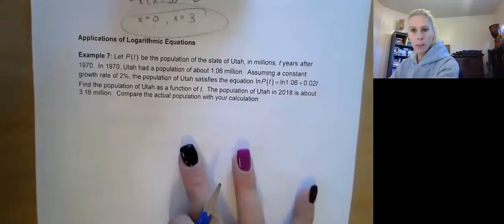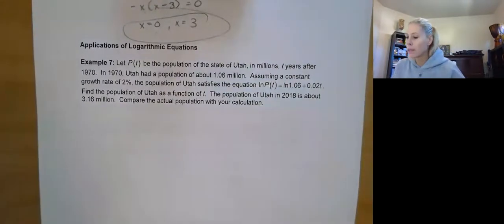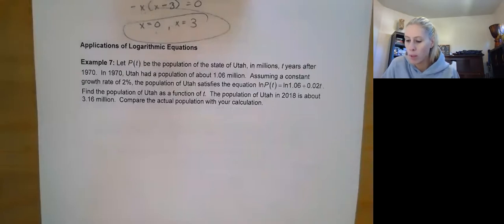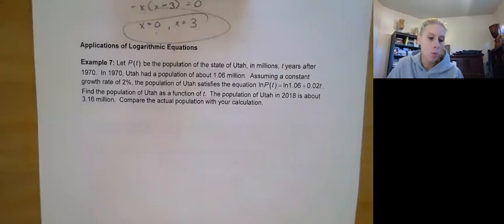All right, one last question and we're done with 4.4. Okay, let P of T be the population of the state of Utah in millions T years after 1970. In 1970, Utah has a population of about 1.06 million, assuming a constant growth rate of 2%. The population of Utah satisfies the equation ln P of T. Find the population of Utah as a function of T. The population of Utah in 2018 is about 3.16 million. Compare the actual population with your calculation.